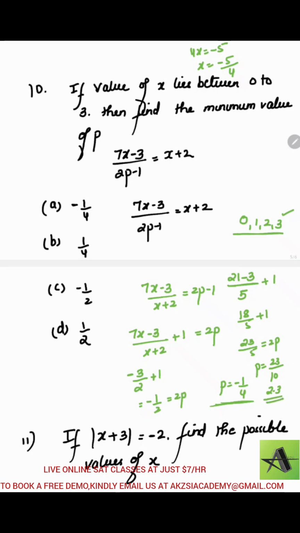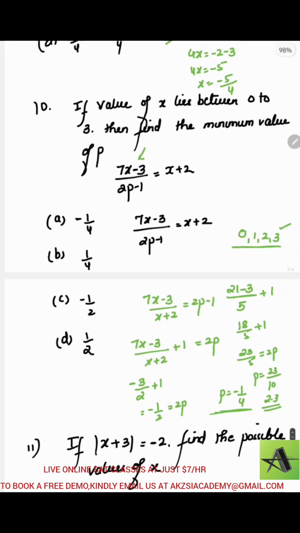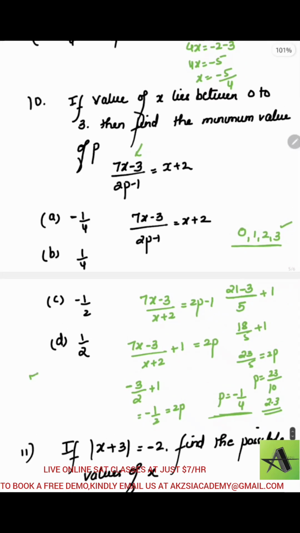Now let me put one more value of it, that is 1. On substituting the value of x here, I'll get 7 minus 3 over 3. 7 into 1 is 7 minus 3, and x is 1 plus 2 is 3. Plus 1 is equal to 2p. 4 over 3 plus 1 equals 2p. And this will be 7 over 3 equals 2p, or p is 7 over 6.